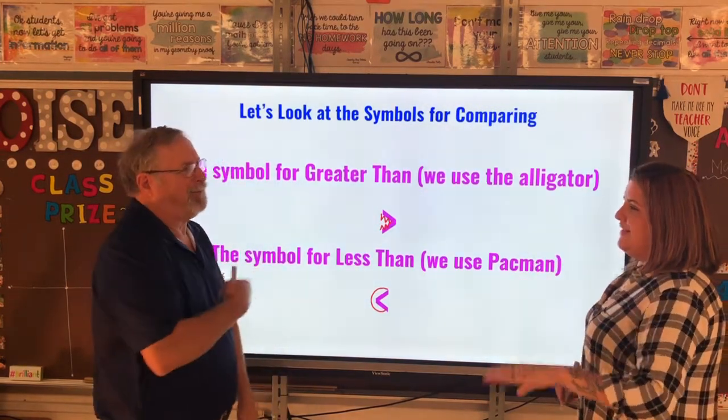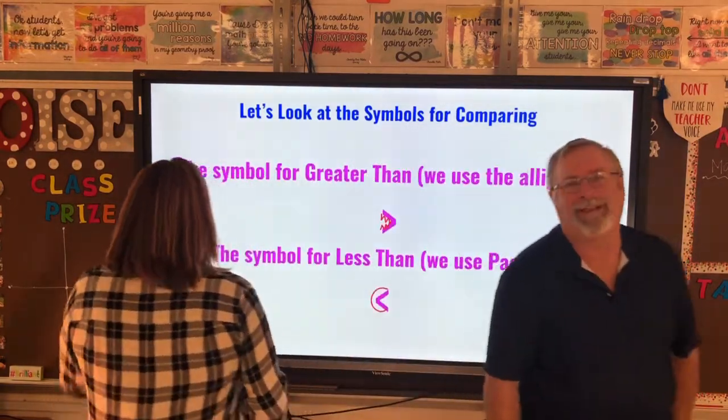Can we change size? Because this is going to freak me out over here. This is weird, yeah. We like our own size.